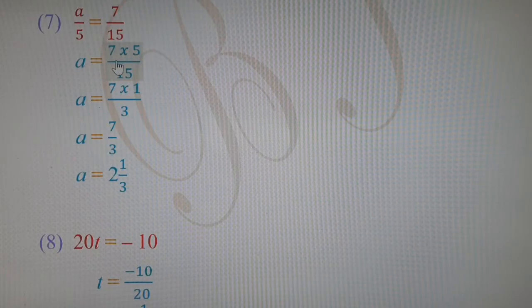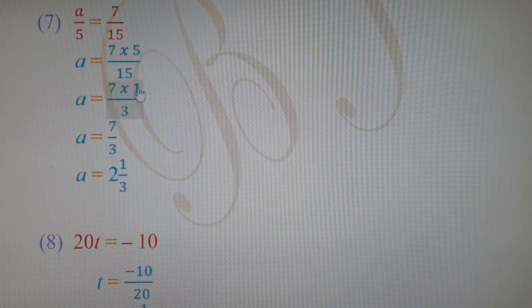7 into 5 upon 15, where we can use the 5 table to cancel the numerator 5 and the denominator 5. 5 ones are 5, 5 threes are 15. 5 is cancelled and 1 is written. 15 is cancelled and 3 is written. 5 ones are 5, so we cancel 5 and write 1. 5 threes are 15, so 15 is cancelled and 3 is written.